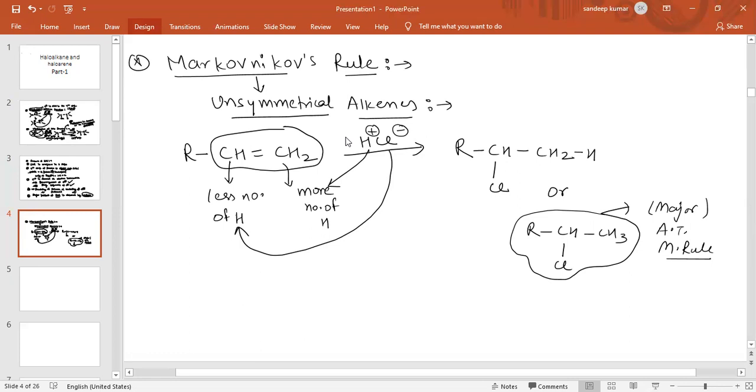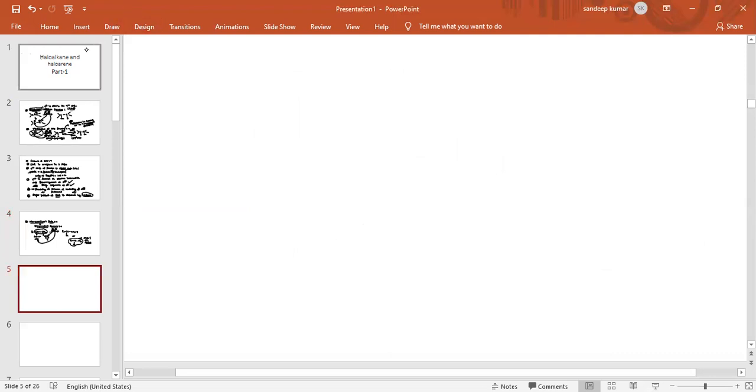Now we will discuss another question related to this. First we are going to discuss the different types of electrophilic addition reactions.